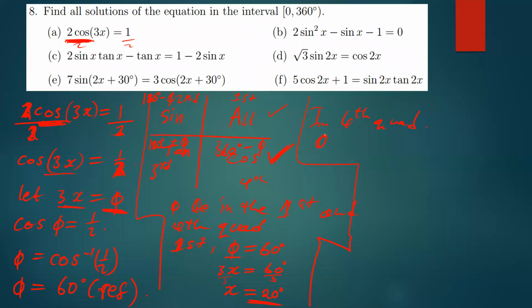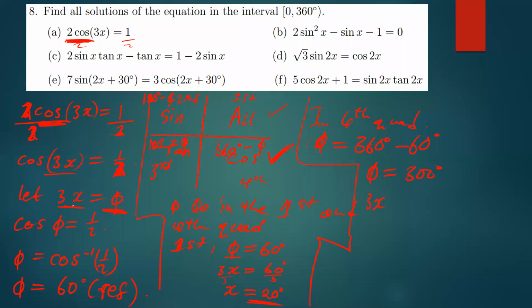In the fourth quadrant, phi is equal to 360 degrees minus the reference angle. Or you can name this angle phi. So this one is just the reference angle. We say 360 minus the reference angle, which is 60 degrees in this case. When you do the subtraction, you get phi equal to 300 degrees.